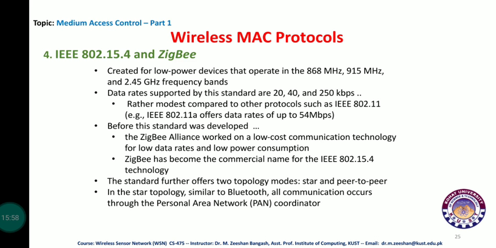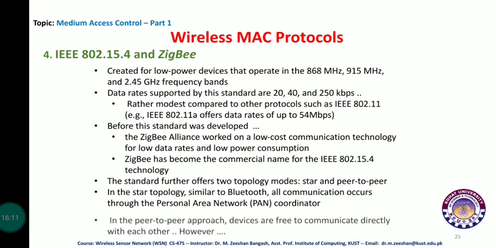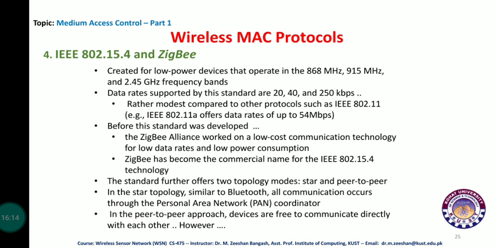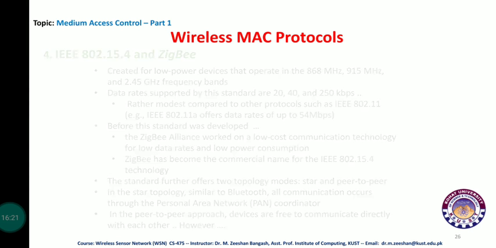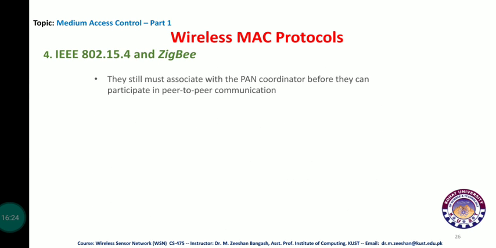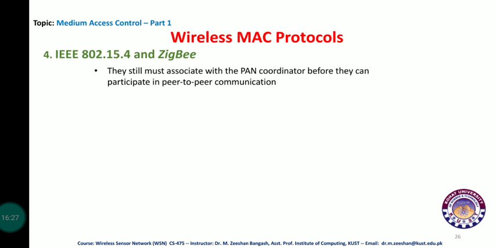In star topology, it is similar to Bluetooth technology, where all the communication occurs through a PAN, the personal area network coordinator. In the peer-to-peer type of network, devices or nodes are free to communicate directly with each other. However, they must associate with the PAN coordinator, so they need to take permission from the PAN coordinator before they can participate in any peer-to-peer communication.